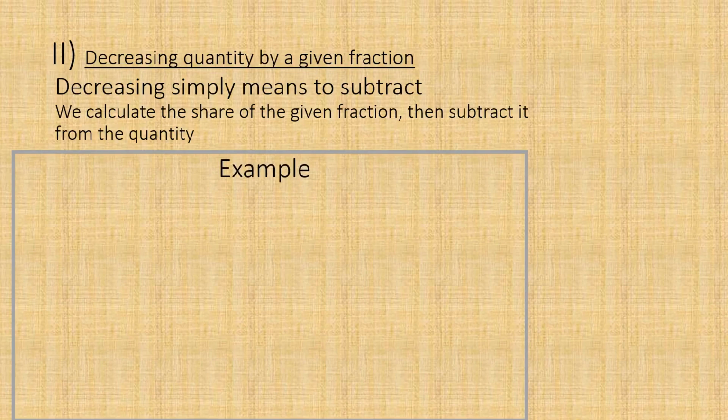So, example: decrease 35 sweets by 2/5. By simply means times. So I'll simply take 35 times 2/5. That's all.